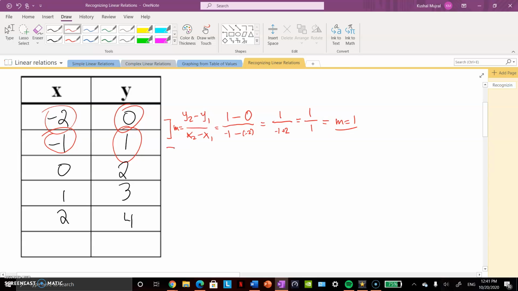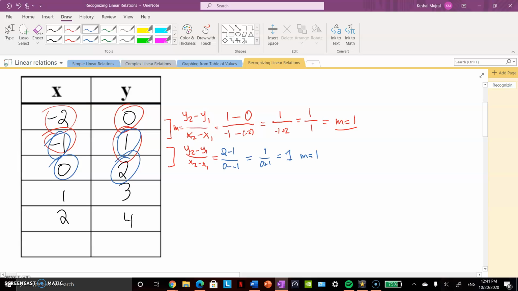Let's take a look at this one over here. y2 minus y1 over x2 minus x1: the second y is 2, the first y is 1, so it's 2 minus 1 over the second x, which is 0, minus the first x, which is negative 1. So that is 1 over 0 plus 1, which is just 1, so m here equals 1.